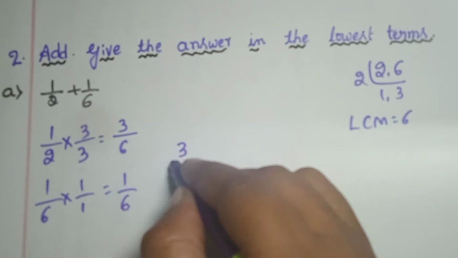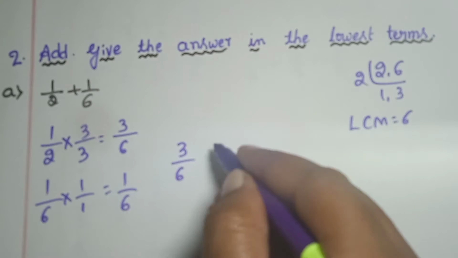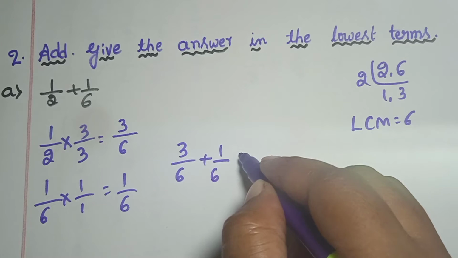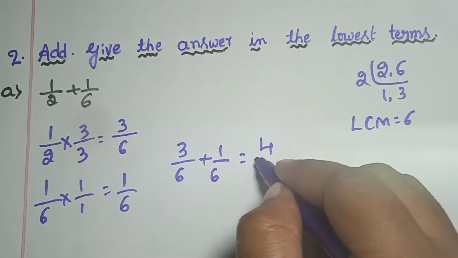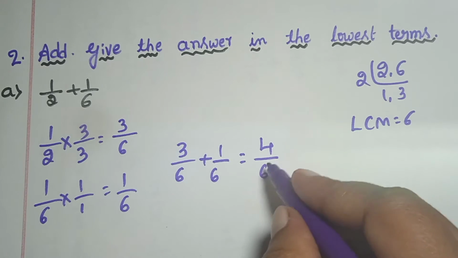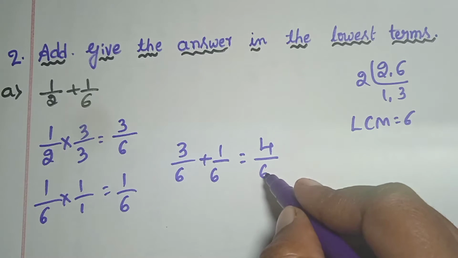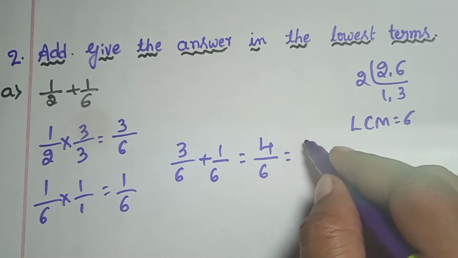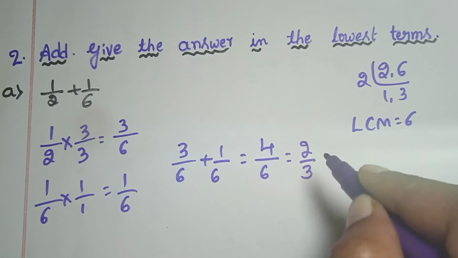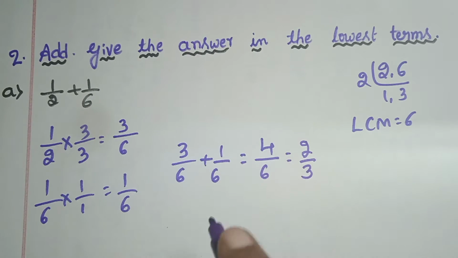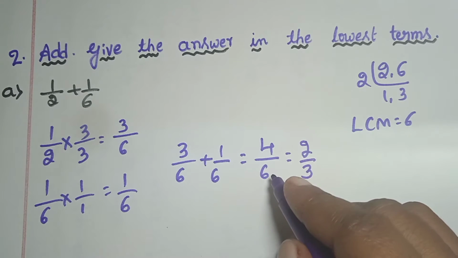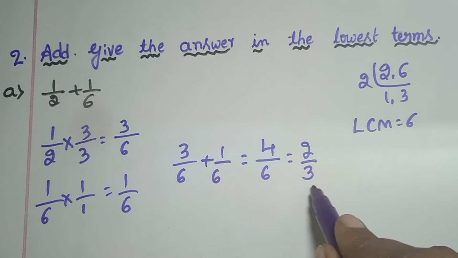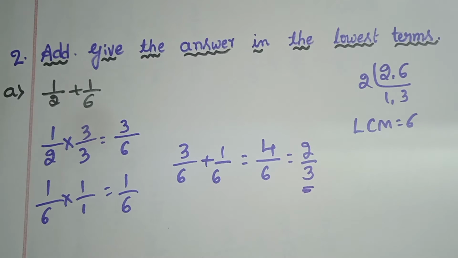Come on, add these fractions. 3 by 6 plus 1 by 6 is equal to 3 plus 1, that is 4 by 6. Is it possible to divide this number, children? Yes, it is possible because these are both even numbers. 2 2s are 4, 2 3s are 6. Clear children? This is the simplified form. This is the lowest term.